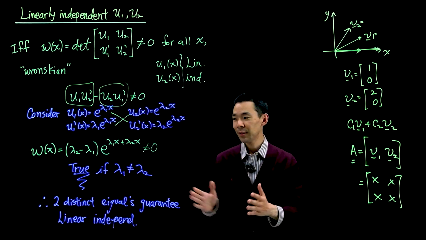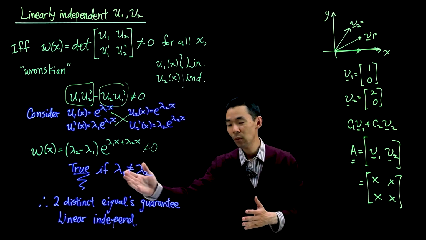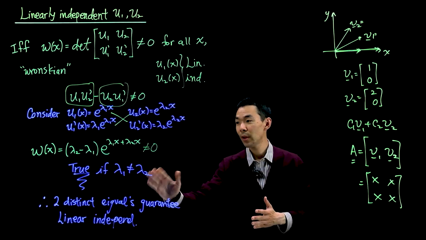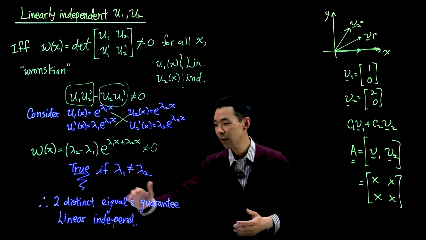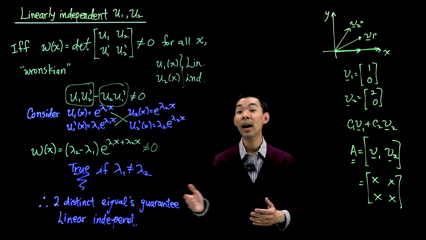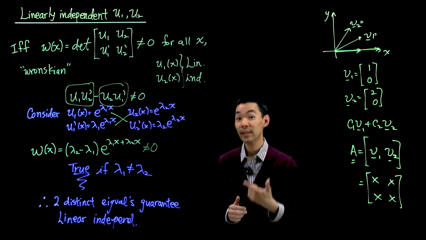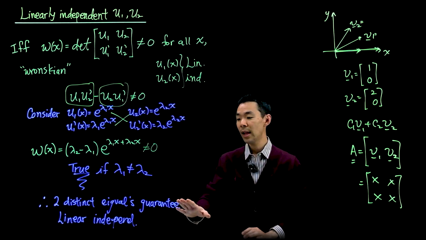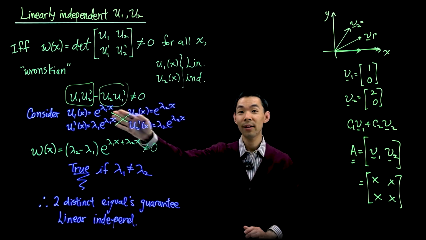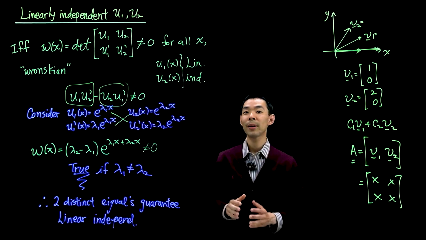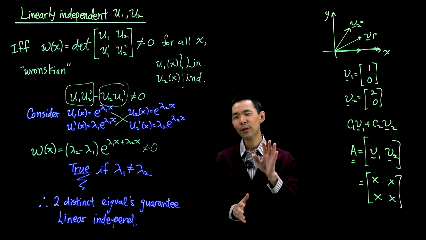Okay, I've just written that down. So if lambda 2 and lambda 1 are not equal to each other, we are guaranteed that the Wronskian is never equal to 0, and therefore, if we have two distinct eigenvalues, lambda 1 and lambda 2 are distinct, not the same, then we're guaranteed that these two solutions that we wrote down here are linearly independent with respect to each other.